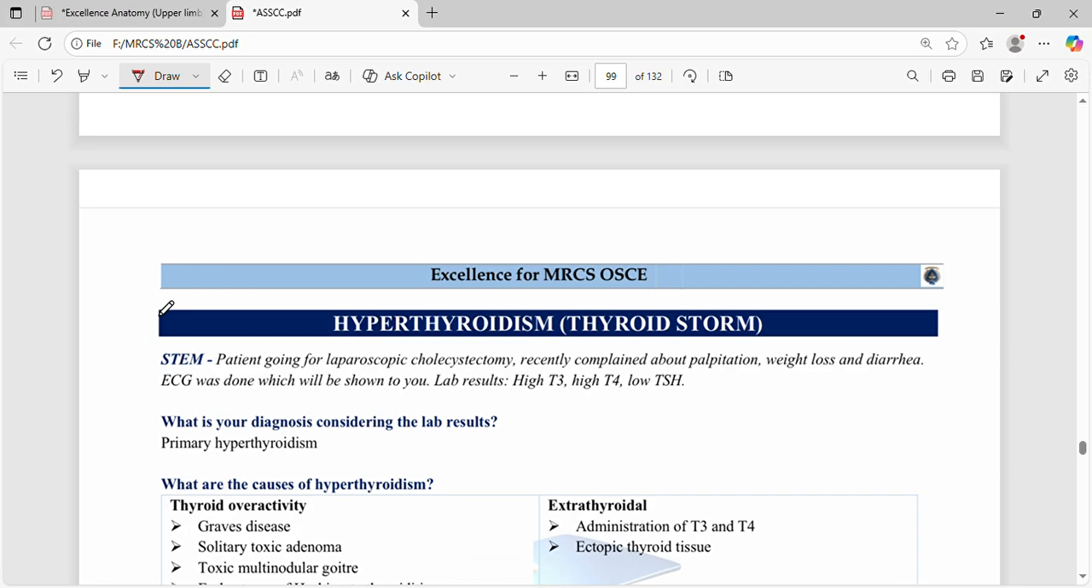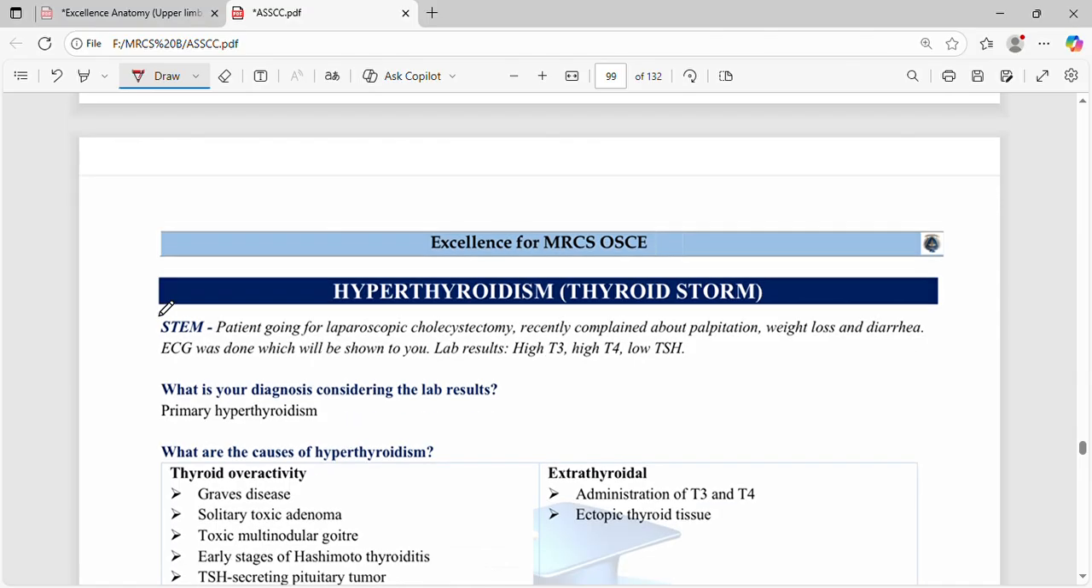Okay, so we are going to discuss the hyperthyroidism thyroid storm critical care station. Patients going for laparoscopic cholecystectomy recently complained about palpitation, weight loss, and diarrhea. ECG was done, which will be shown to you. Lab results are high T3, T4, and low TSH. So, what is your diagnosis considering the lab results?